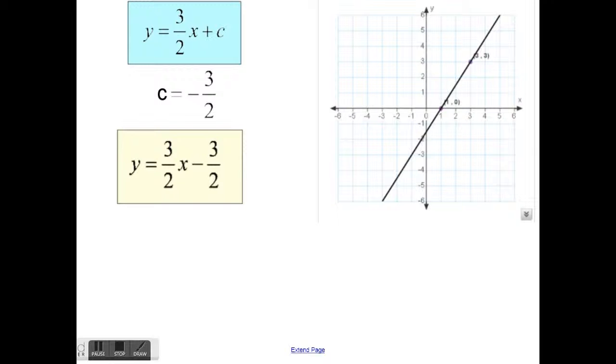Are there any questions about this one? Can we do more examples? Of course we can. In fact, we can do 2 more examples.